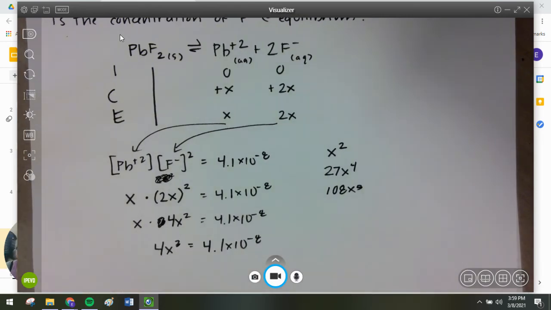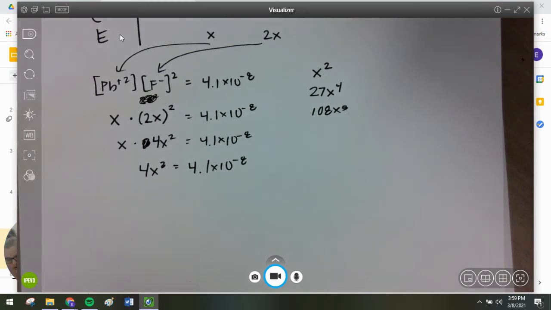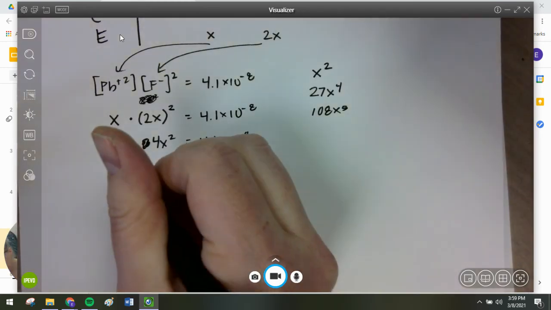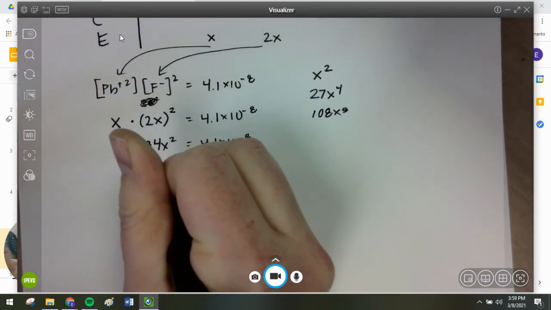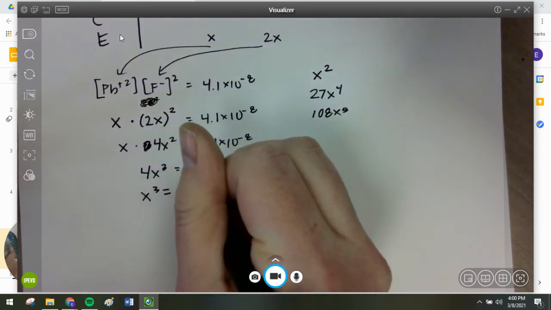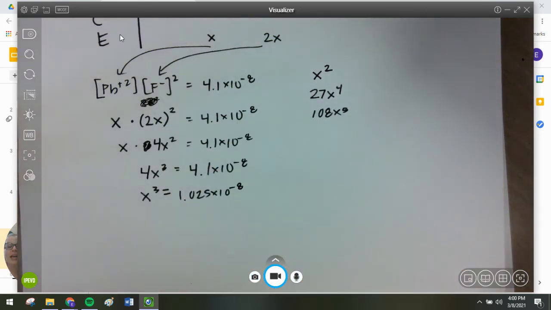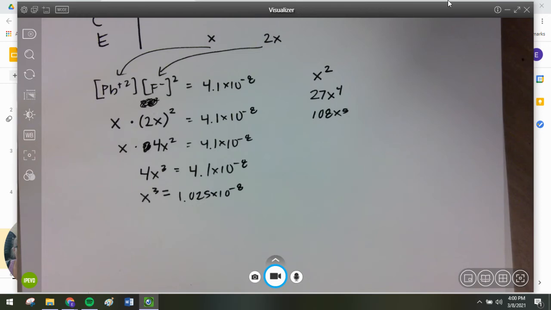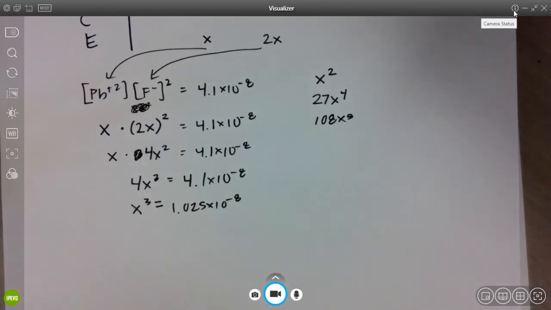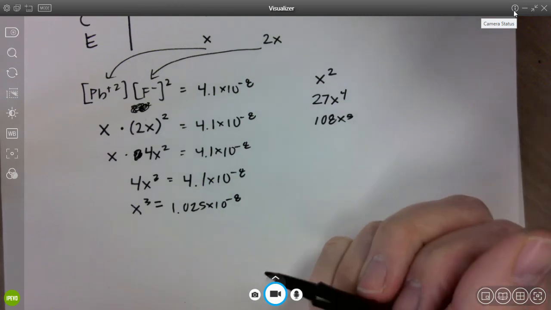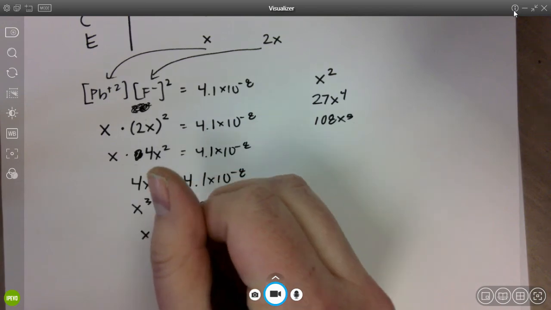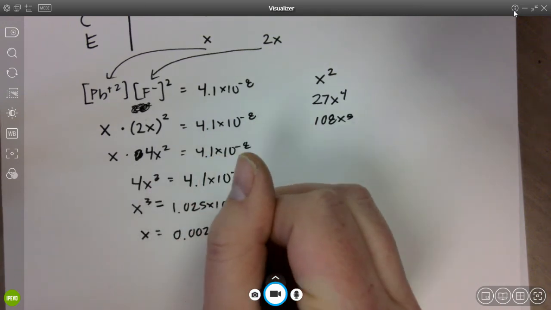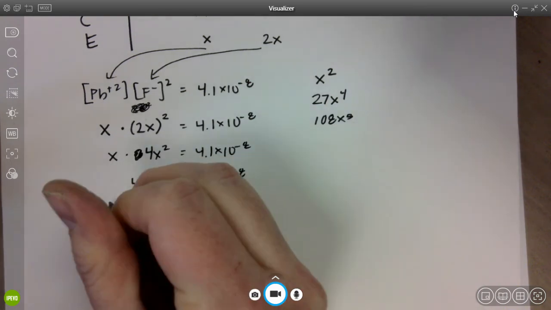Okay. So when I get into this, now it's an issue of just solving. So I'm going to divide both sides by 4. You don't have to show that work, and I'm not going to show that work either. I'm just going to show you how I get to x cubed equaling 1.025 times 10 to the negative 8th. And now I need to take the cube root of this. This may be kind of tricky to find in your calculator, so that's going to be up to you to find that. But you could also take it to the 1/3 power if you needed to. So in this case, x is equal to 0.00217 molar when I take the cube root of both sides of this.